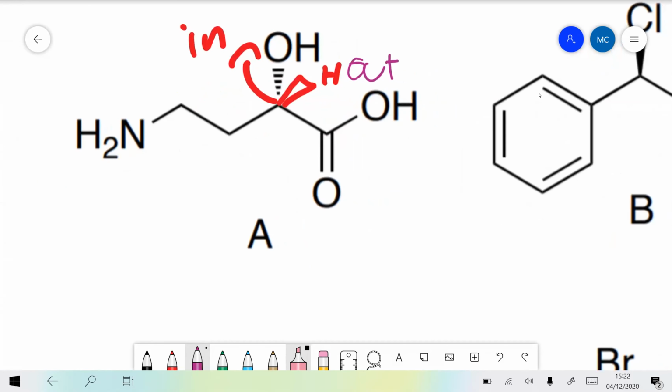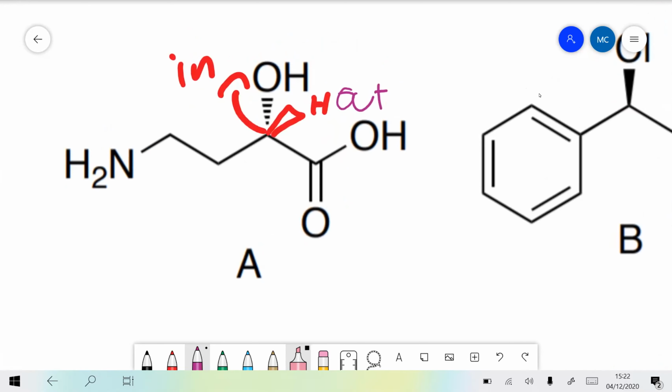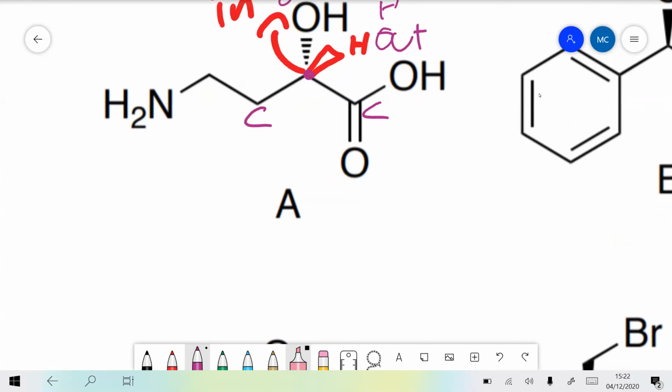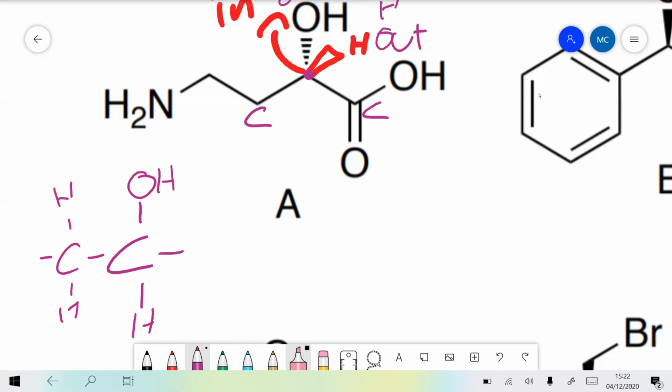So here you have 4 groups. Okay? You have carbon, carbon, hydrogen, and oxygen. Now, I love, at this point, to write them out. Okay? So I can see what I've got.